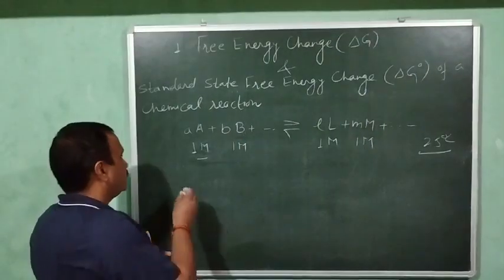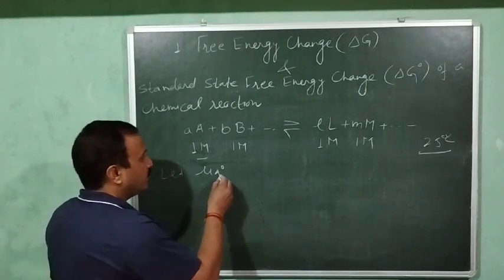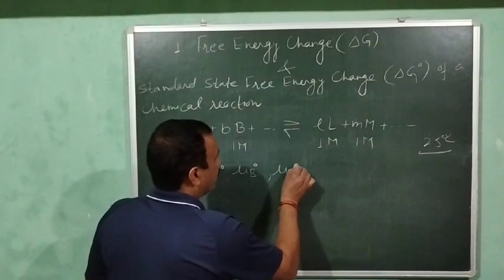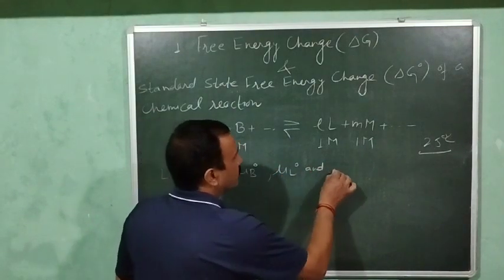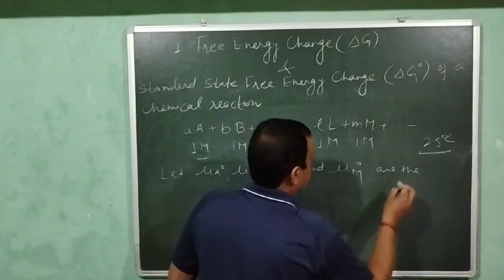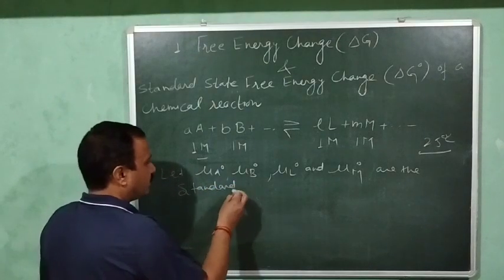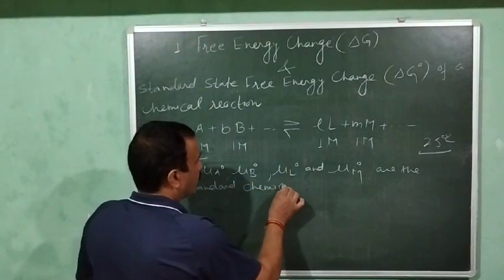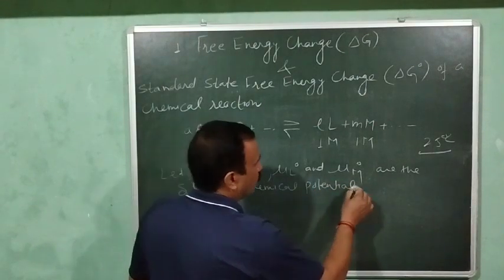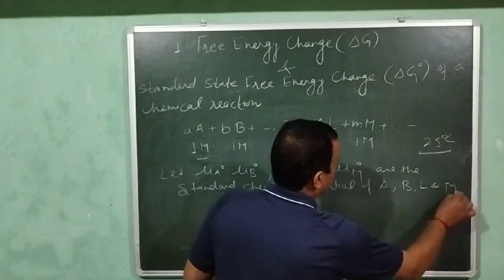So let us suppose that mu A naught, mu B naught, mu L naught and mu M naught are the standard chemical potentials of your A, B, L and M respectively.